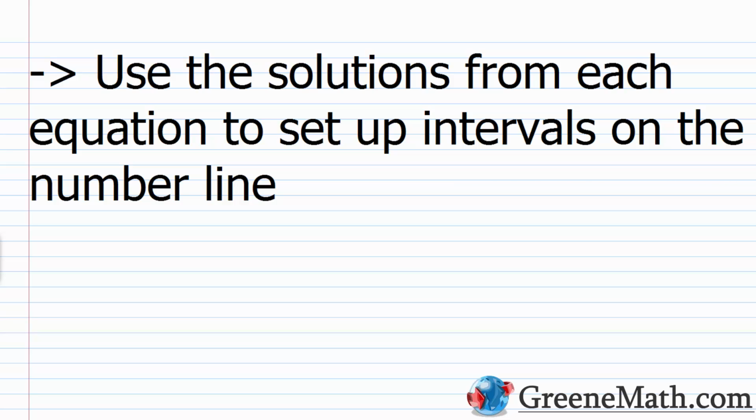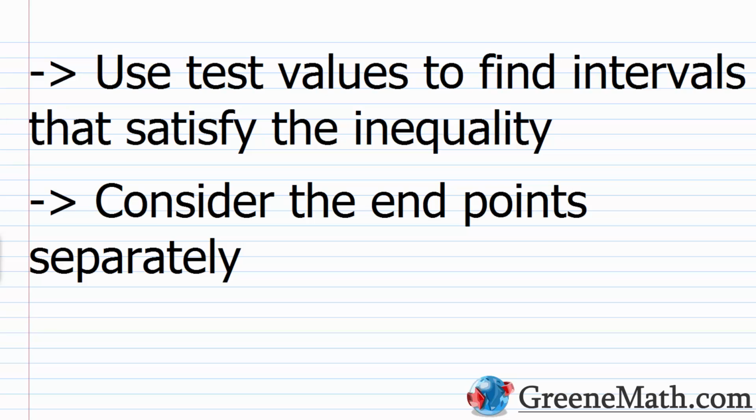Now we're going to use the solutions from each equation to set up intervals on the number line. This is the same thing we did with quadratic inequalities. Now we're going to use test values to find intervals that satisfy the inequality. The reason this works is that if you pick a value within an interval and it satisfies the inequality, then every value in that interval is going to satisfy the inequality. But the reverse is true. If I pick a value in an interval and it does not satisfy the inequality, then no value in that interval will.